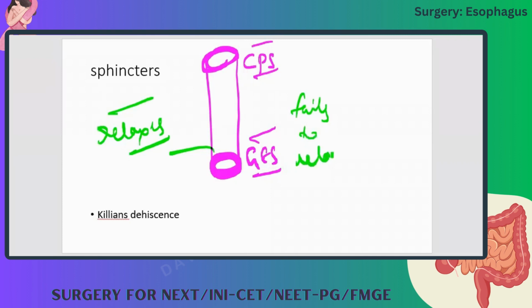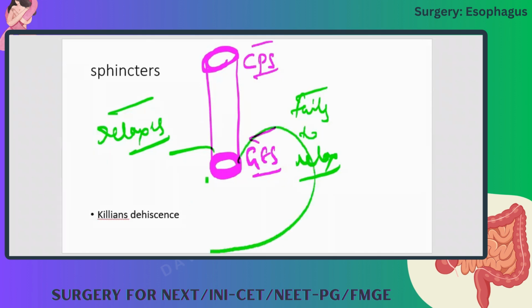There are 2 conditions only. If it fails to relax, there will be hypermotility, too much motility. And if it relaxes, then the opposite. Okay, correct.